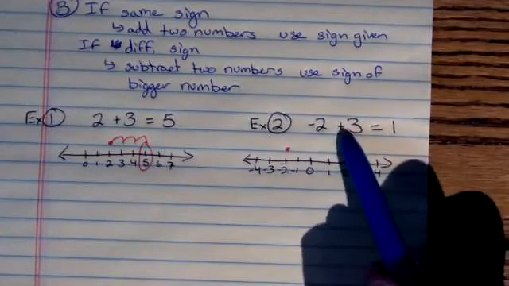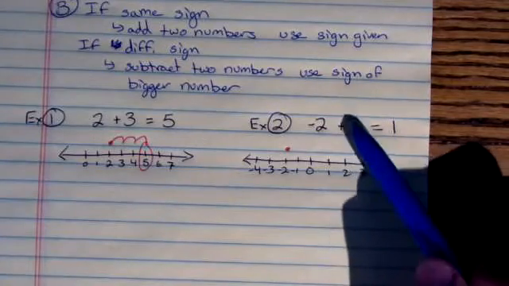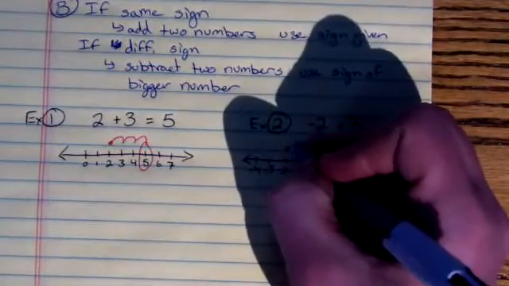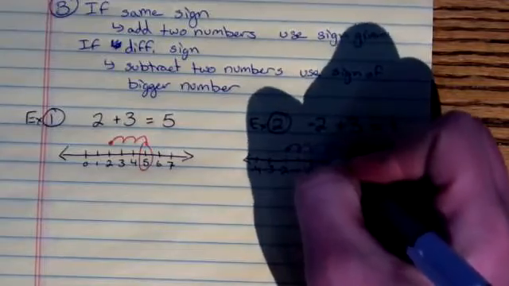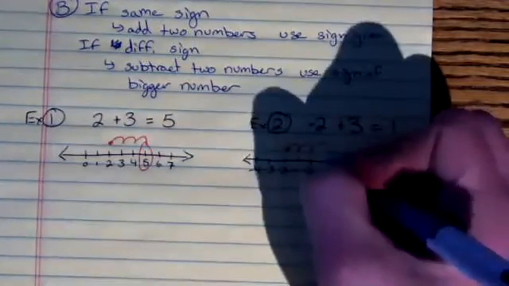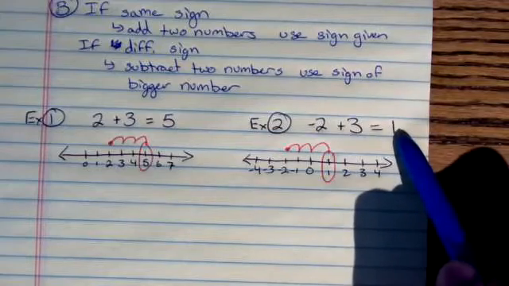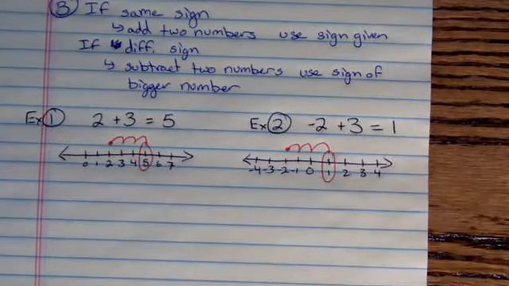And then I'm going to add 3. Well, 3 is positive, so I'm going to go right 3 spots. So we're going to go 1, 2, 3 spots. And that ended at positive 1. So by using a number line, I confirm my answer is a positive 1.